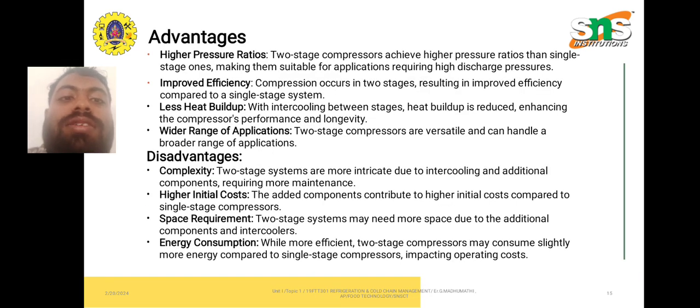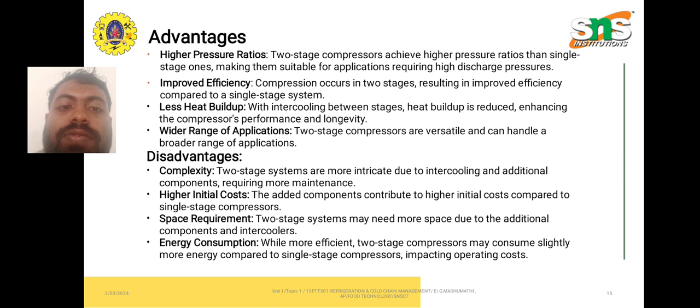Advantages of two stage compressors. High pressure ratios: two stage compressors achieve higher pressure ratios than single stage ones, making them suitable for applications requiring high discharge pressures. Improved efficiency: the compression occurs in two stages, resulting in improved efficiency compared to a single stage system. Less heat buildup: with intercooling between stages, heat buildup is reduced, enhancing the compressor's performance and longevity. Wider range of applications: two stage compressors are versatile and can handle a broader range of applications.